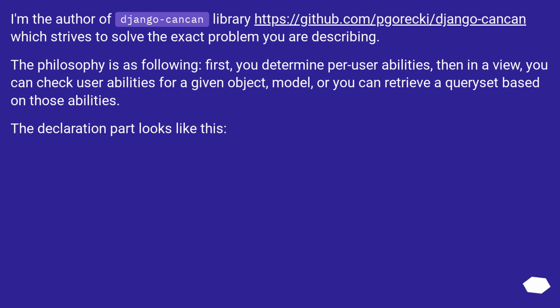I'm the author of the Django Cancan library, at this URL, which strives to solve the exact problem you are describing. The philosophy is as follows: first, you determine per-user abilities, then in a view, you can check user abilities for a given object, model, or you can retrieve a query set based on those abilities. The declaration part looks like this.